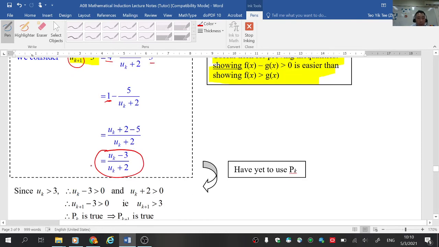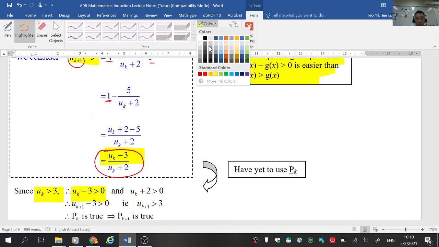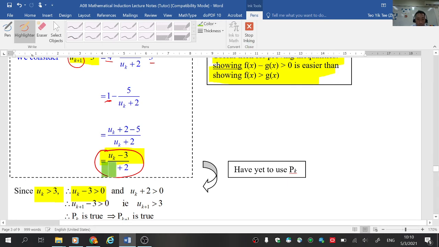Always remember in mathematical induction, I need to make use of the previous result. The previous assumption I made is u_k is supposed to be larger than 3. So if u_k is larger than 3, this numerator must be greater than 0. Similarly, the denominator, since u_k is larger than 3, u_k plus 2 is also larger than 0. So what you have is a positive over positive, so the whole expression must be greater than 0.